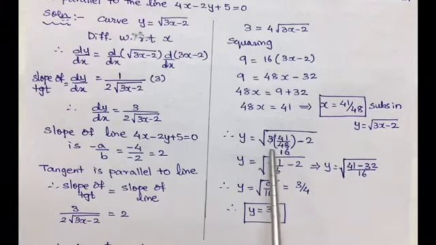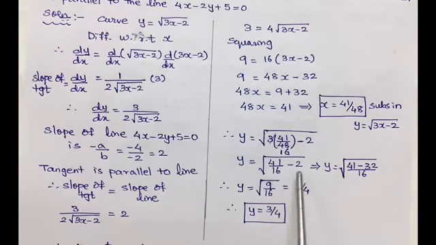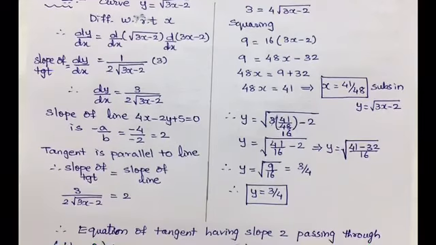Substituting the value 41 by 48, 3 and 48 get cancelled to 16, and minus 2 is there. Taking up the LCM and calculating it, we get y as root of 9 by 16, and the root becomes 3 by 4. Now the slope of the tangent is 2 because it is parallel to the line. Hence whatever is the slope of the line, the same will be the slope of the tangent.